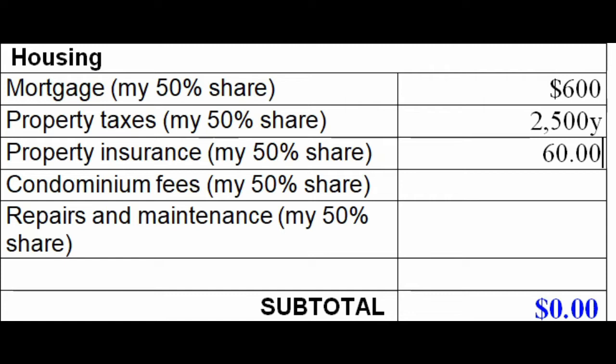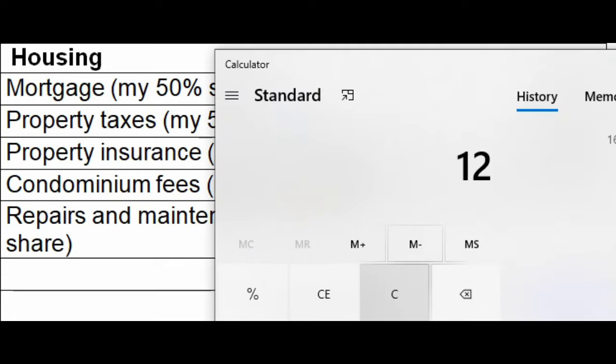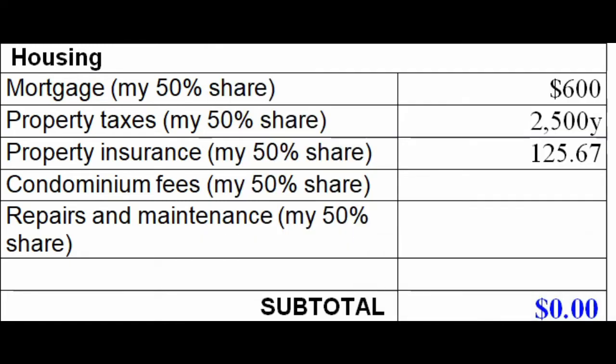And I should add here, I'm using round numbers because this is an example. If your property insurance is going to be $125.67, my preference is that you would actually do that calculation. And the reason is the same as I explained earlier, accuracy. And let's round up, 62.84. Assume there are condominium fees, and half would be 300. And repairs and maintenance, obviously we can't get an exact amount for that. That's something that you'll just have to estimate. For the half share, I'm going to estimate $120.